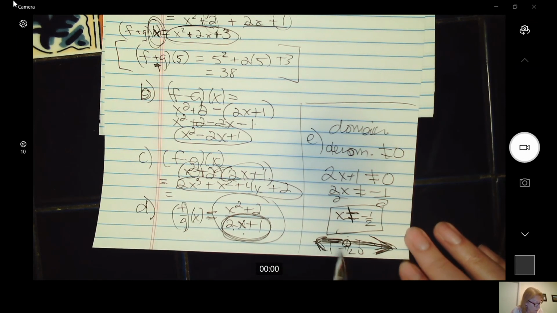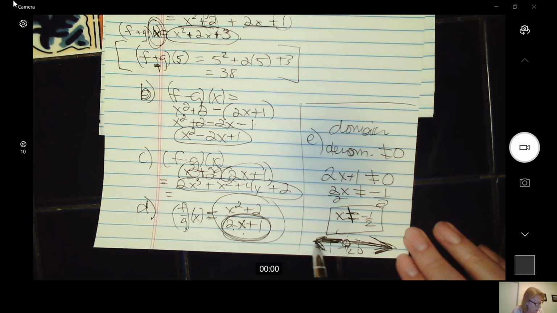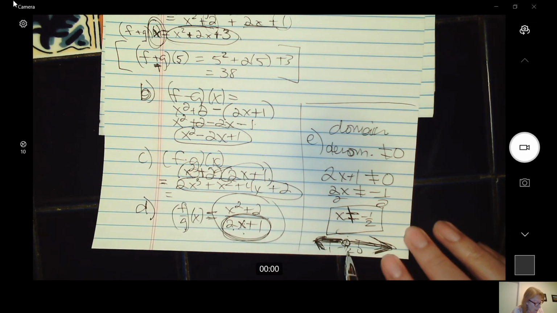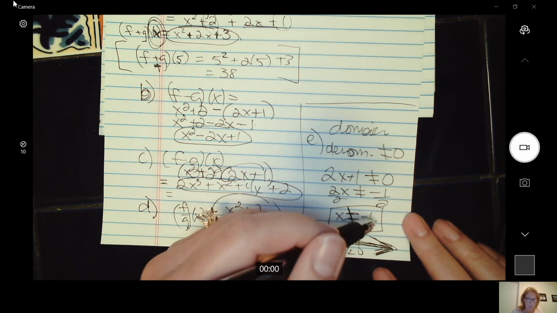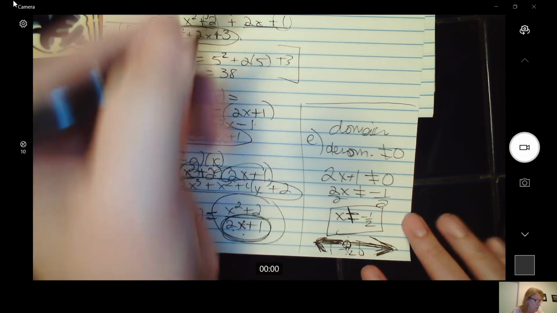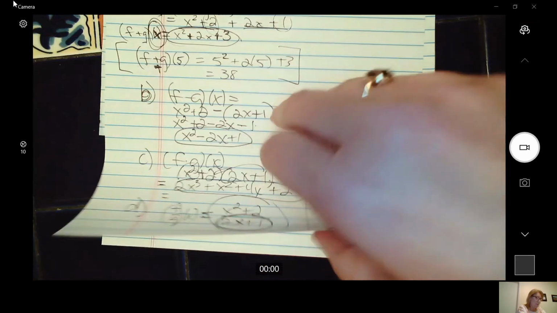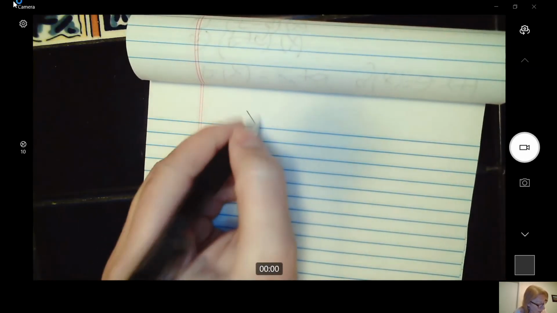So this is a picture of what the domain would look like. Literally pick any number on the number line except for that negative 1/2. Or this is the quickest way to say it: x cannot equal negative 1/2. The most convoluted way of doing it is the way I think they want the answer in this, which is to say the set of all numbers that it can equal.